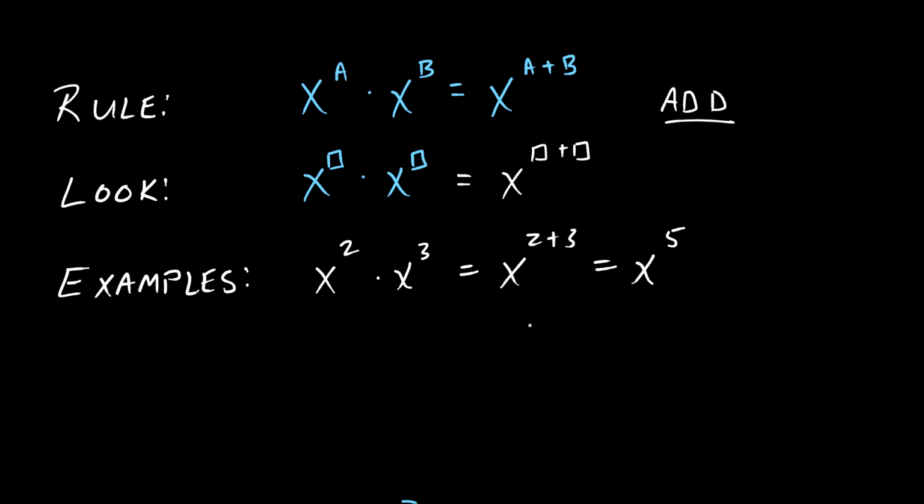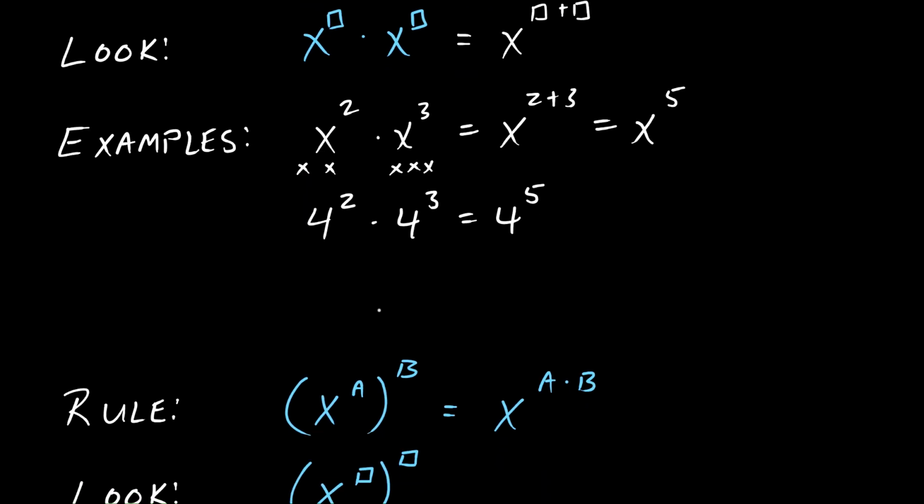I also want to point out that it's important to recognize how to work these in reverse. Now, it doesn't have to just be x. You can do this with numbers as well. So if you have 4 squared times 4 to the third, that's going to be 4 to the 2 plus 3, so it's 4 to the fifth power. And the reason for this, as you see, if x squared means x times x, x to the third, you'd be multiplying 3 x's, so basically you have 5 x's.